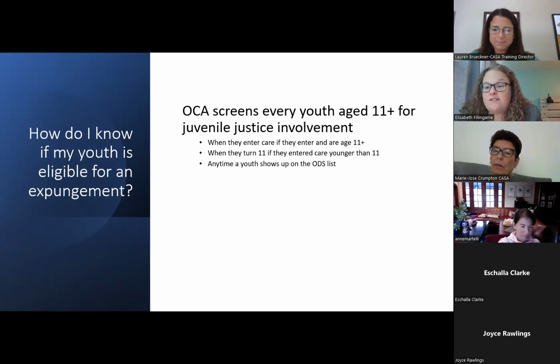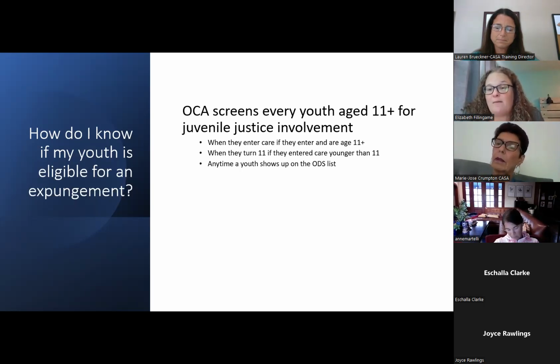Do they have charges or do they not? And if they already do, what do we need to do about it? If they've already entered care prior to 11, then when they turn 11, they pop up on a list for me. So I know to screen them initially and get that baseline again. And then we also coordinate with the Office of Defense Services.